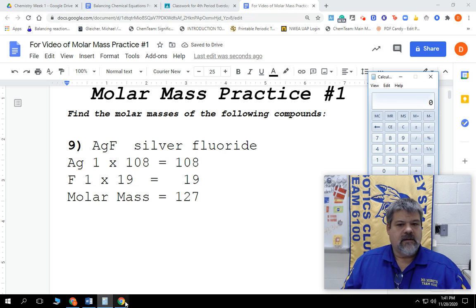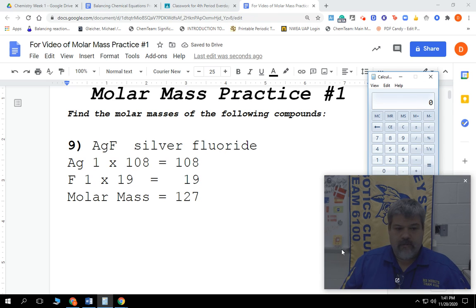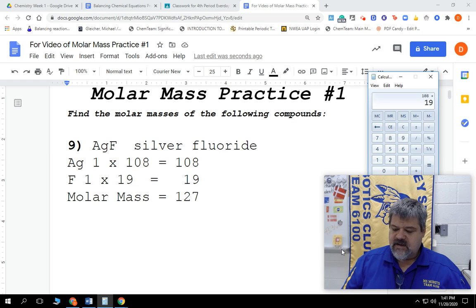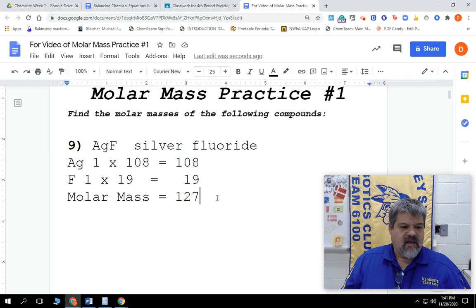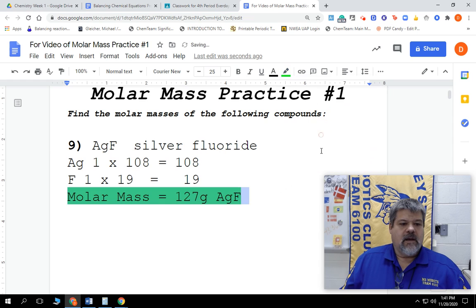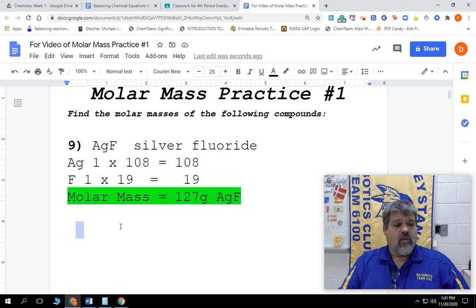Let's double check that again. I always like to double check. So 108 plus 19 equals 127, and that's going to be 127 grams of silver fluoride. We're going to write that. I can either put the formula down here or the name, it doesn't really matter. Once I get done with that, I'm just going to highlight it green, and then we're done. That is the molar mass for silver fluoride, 127.